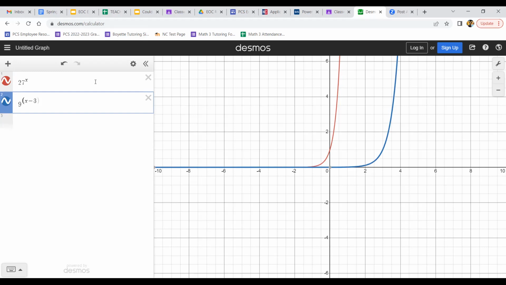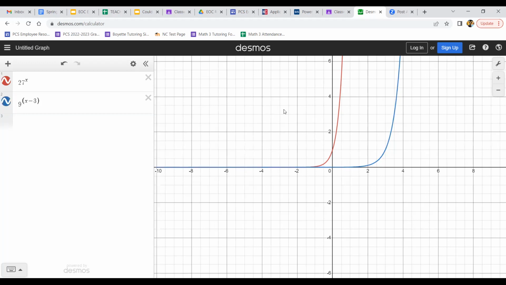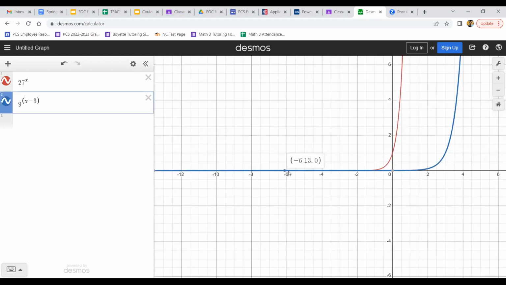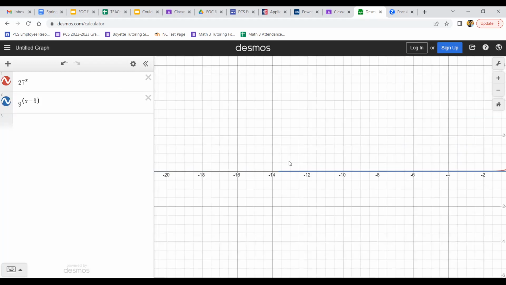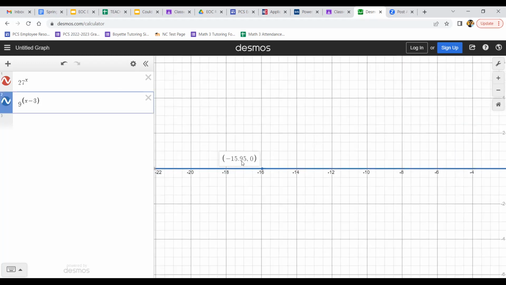Anyone get the answer? This is one of the problems that on Desmos is almost impossible. For the life of me, I cannot figure out where these cross, just because of how these graphs look. I know the answer is somewhere over here, but on Desmos you just can't really see it very well. This is the one situation where your graphing calculator is better than Desmos.